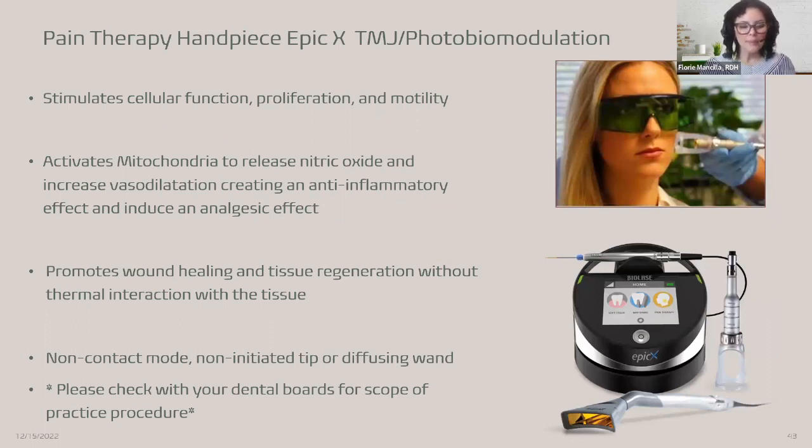So another topic I talked about was photobiomodulation, which is the pain therapy. This is going to stimulate cellular function, proliferation, and motility. It's going to activate the mitochondria, and that's going to release nitric oxide, which is going to increase vasodilation, which creates an anti-inflammatory effect. So we're going to use that wand, and you kind of move it around the area. It can be used on the masseter, on the temporalis.